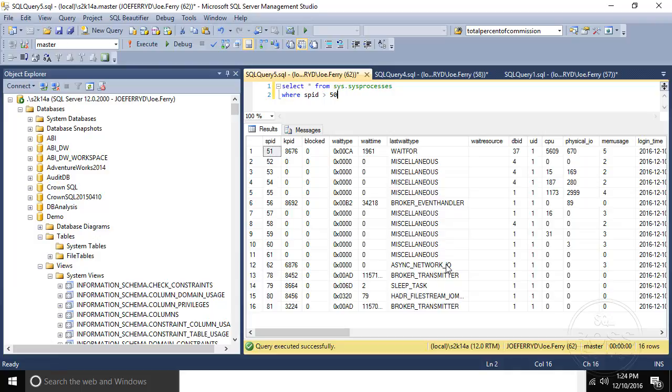I did see a case once where there were 250 connections and 220 of them said async network I/O, and that was a different one than the situation I just described. It turned out that the client application was not able to receive the data fast enough, even though the network connection may have been okay. By viewing the output of sys.sysprocesses, we can see what wait stats are happening now, as opposed to over the entire runtime of this instance of SQL Server.